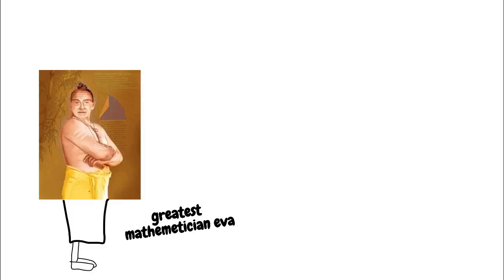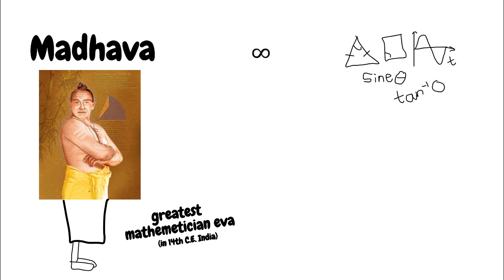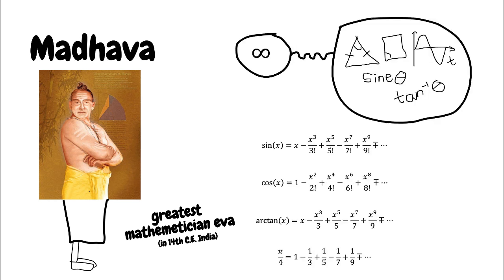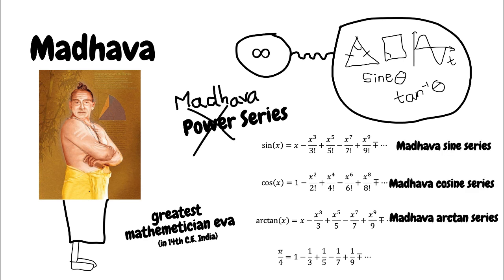One of the greatest mathematicians and astronomers in the 14th century India, Madhava, linked the idea of infinite series with geometry and trigonometry. He was able to formulate infinite series expansions for sine, cosine, arctan, and even pi. So you see these expansions here, you know, the one that we call the power series expansions? But nope, they're actually called the Madhava series. This is the Madhava sine series, this is the Madhava cosine series, and this is the Madhava arctangent series.